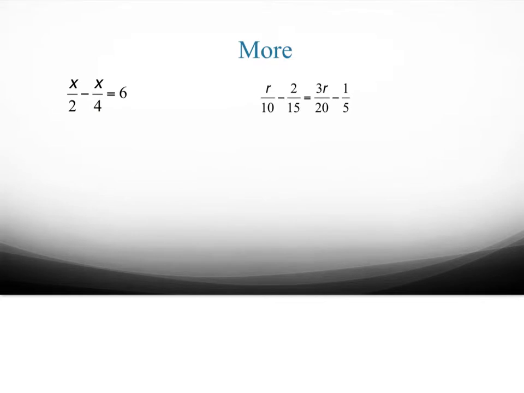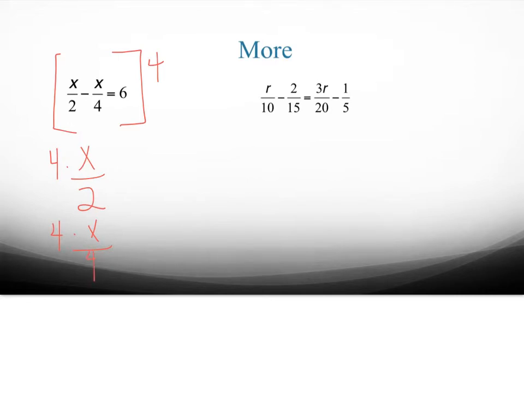When working with fractions, my suggestion is to multiply through by a common denominator and eliminate the fraction. So if we look at the first example here, 2 and 4 both go into 4. So I suggest multiplying this entire equation by 4. And if I multiply both sides of the equation, it remains equivalent. So I've got 4 times x over 2 and 4 times x over 4.